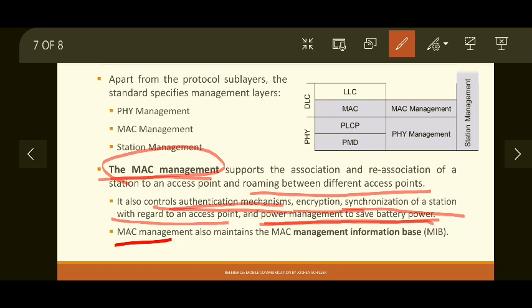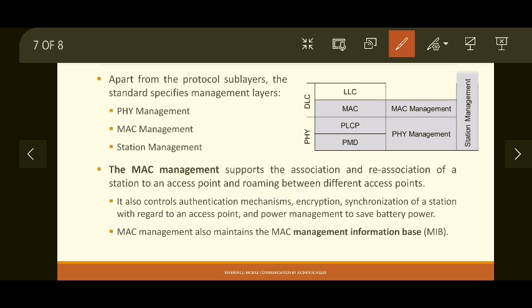Apart from this, MAC management also maintains a database called the management information base associated with the MAC layer, MAC MIB. Okay, so this database is nothing but keeping information of all the management related activities in a central location. So the MIB is also maintained by the MAC management layer. Okay, so this is regarding MAC management.